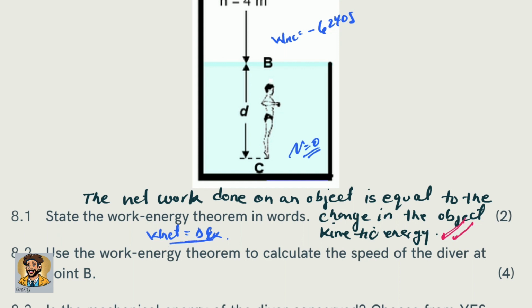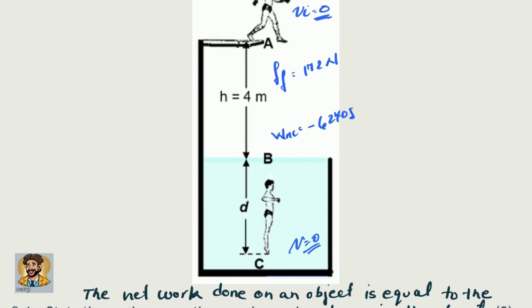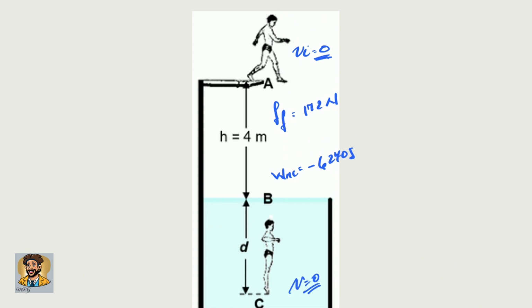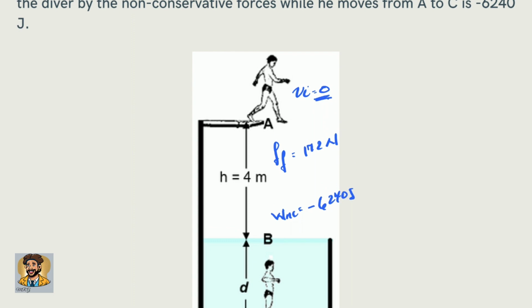There we go. Now question 8.2: use the work energy theorem to calculate the speed of the diver at point B. So we have to use the work energy theorem to calculate the speed at point B. So let's see, maybe we can use this side to work. Question 8.2. First of all, let's analyze what forces are acting on the boy as it's falling from A to B. We have two forces only.